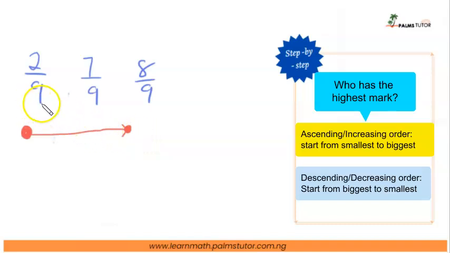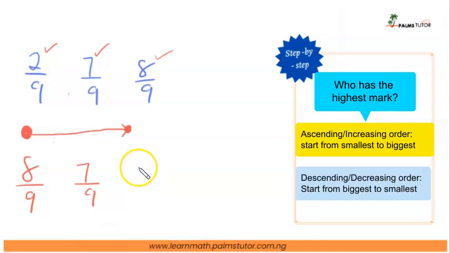Since they have the same denominator, think about it like marks. Who got the highest? 8, followed by 7, followed by 2. So in descending order, you would have 8 out of 9, followed by 7 out of 9, and followed by 2 out of 9.